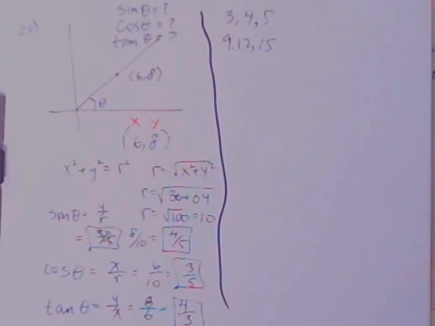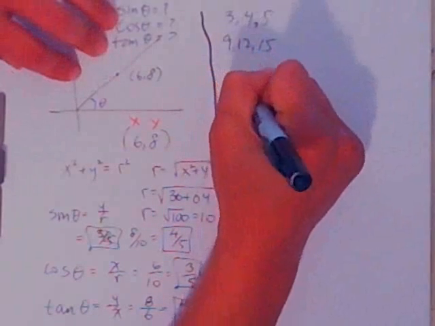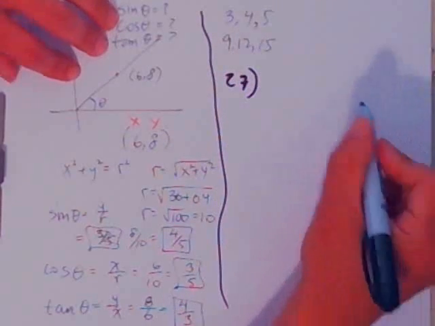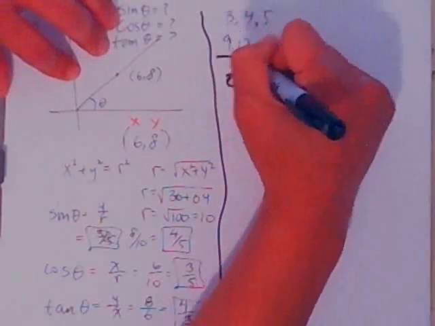Let's do a couple of other problems. It says draw each of the following angles in standard position, find the point on the terminal side, and then find the sine, cosine, tangent of each angle. So let's do one of these problems. 27. 135 degrees.